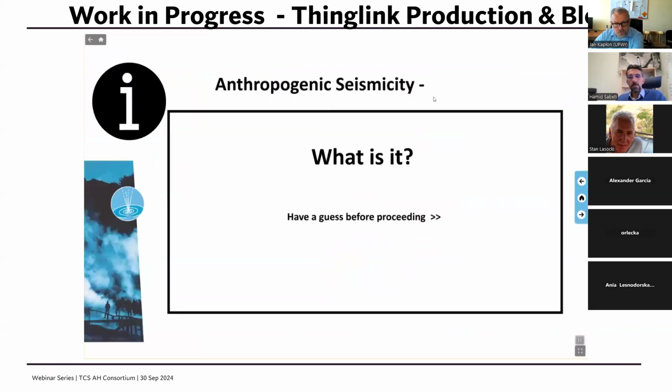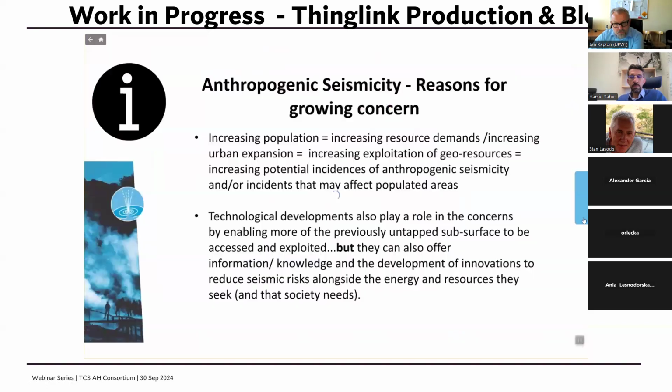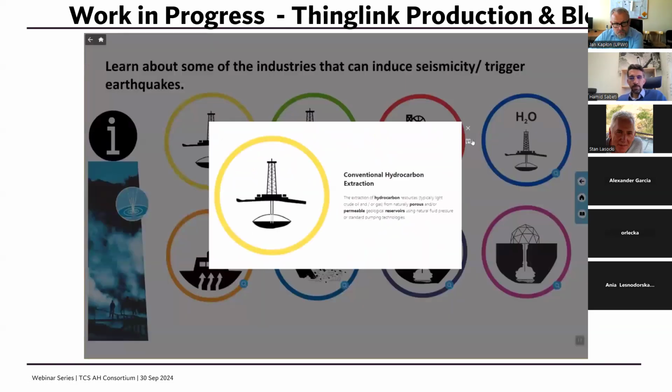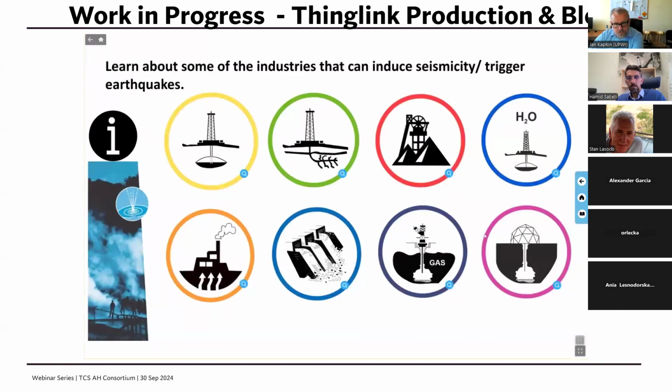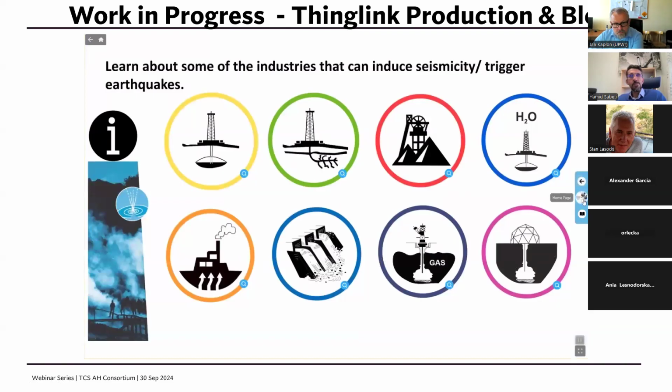So student, public, anybody wanting to inquire about anthropogenic seismicity can go into this Thinglink, learn about anthropogenic seismicity, reasons for its importance and growing concern. They can learn about these graphics used on the EPISODES platform, which highlight the different sectors or industries potentially giving rise to induced or triggered earthquakes. There's information on all of those graphics. As you can see here, CO2 sequestration.